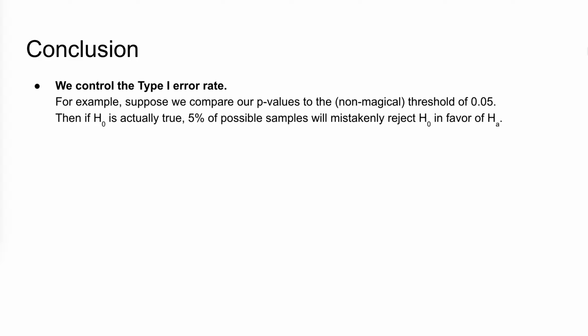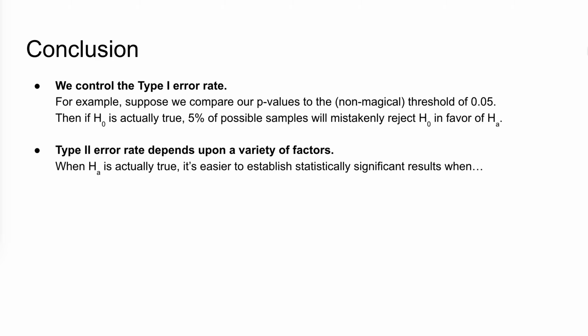In conclusion, let's reflect on some key observations about hypothesis testing errors. First, we control the type 1 error rate. For example, suppose we compare our p-values to the non-magical threshold of 0.05, a threshold that we pick. Then if the null hypothesis is actually true, 5% of possible samples will mistakenly reject the null in favor of the alternative.